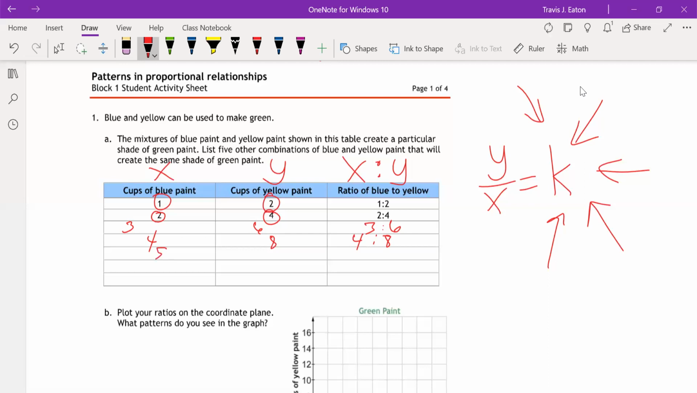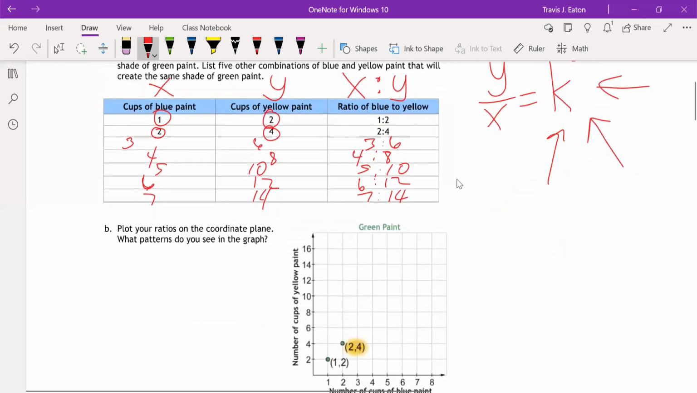I think we figured out the pattern that we've got going on. 5 cups of blue, we would need 10 cups of yellow to make that same shade of green paint, giving us a ratio of 5 to 10. I hope it's easier for you to write in your book than it is for me to write on the screen. 6 cups of blue, we would need 12 cups of yellow, giving us a ratio of 6 to 12. And if we had 7 cups of blue paint, we would need 14 cups of yellow paint, giving us a ratio of 7 to 14. Okay. There, we filled out our table. That's very nice. So we have our X, we have our Y. All right.